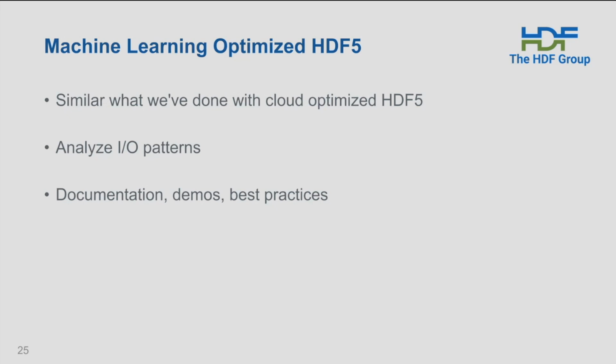So, machine learning optimized HDF5. Since the cloud optimized HDF5 has been so successful, one of the things that I would like to start doing is to do this with machine learning as well. So look at the IO patterns, come up with best practices, documentation. Maybe there's some library tweaks or tools tweaks that we need to make this work better. But this is something that I want to start doing in the fall and continuing into 2025, is to really make a similar push in machine learning that we did in cloud. I think this would help a lot of people out.